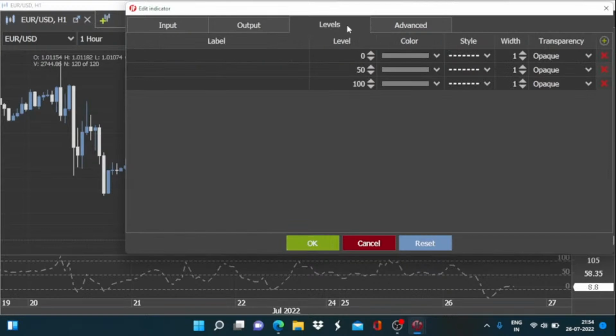Then let's see what we can do with this levels option. We can determine the levels as per our requirement. What are the levels which we consider to be significant levels? If you want the combination to remain at 0, 50, and 100, you can keep it.